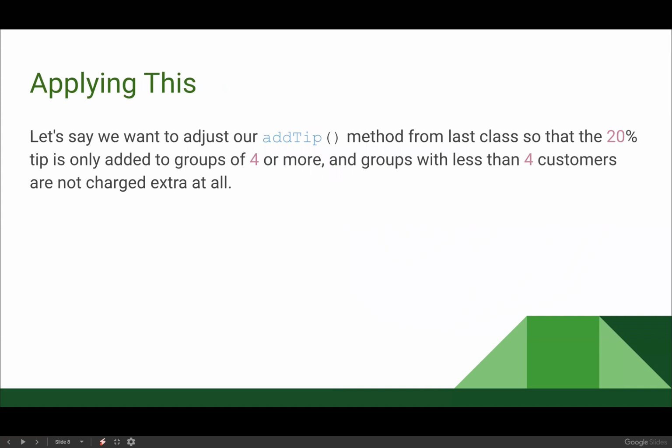So let's adjust our add tip method from last class. Last class we made the add tip method where if there were 8 or more people, there was a 25% tip. Otherwise, there was just a 20% tip. So let's change it so that if there is a group of 4 or more, then they get the 20% tip. And if they do not have 4 or more people, they get no extra charge. So no bonus is added to our customers with 3 or less people in their party.